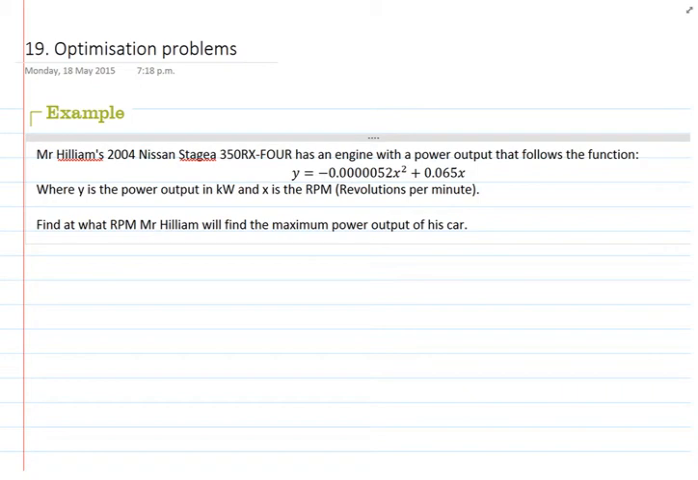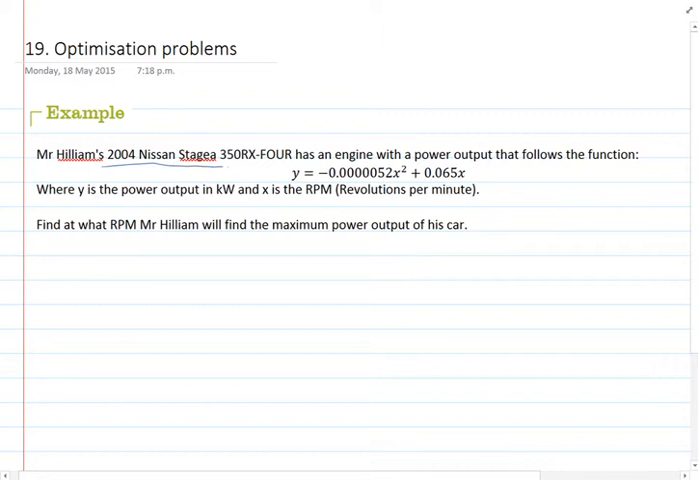Hi Year 13s, we're looking at optimization problems in this video, and the optimization problem that I'm particularly interested in is the optimization of the power of my car. So my Nissan Stagea 350 RX4 has an engine with power output that follows this function here, and y is the power output in kilowatts, and x is the RPM, the revolutions per minute. And so the question that is being asked is at what RPM I'll find the maximum power of my car.